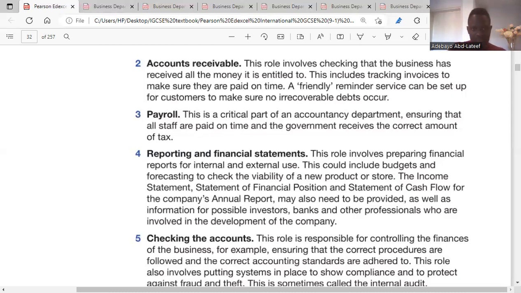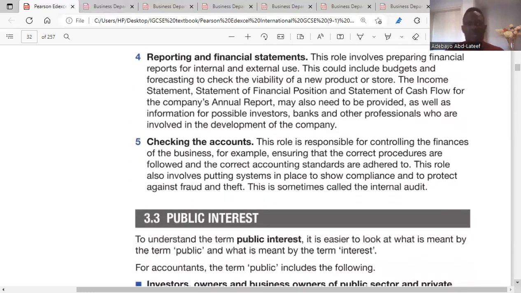The fourth one, reporting and financial statements. Here I wrote, this involves preparing financial reports for internal and external use. This includes budgets and forecasting. So for reporting and financial statements, we're talking about making reports about the financial dealings of the business, the inflow and the outflow of cash. Because normally you're going to have external auditors. The external auditors come to check the books based on the records you have and the records on the system with the documents that back them up. That is what we call auditing.